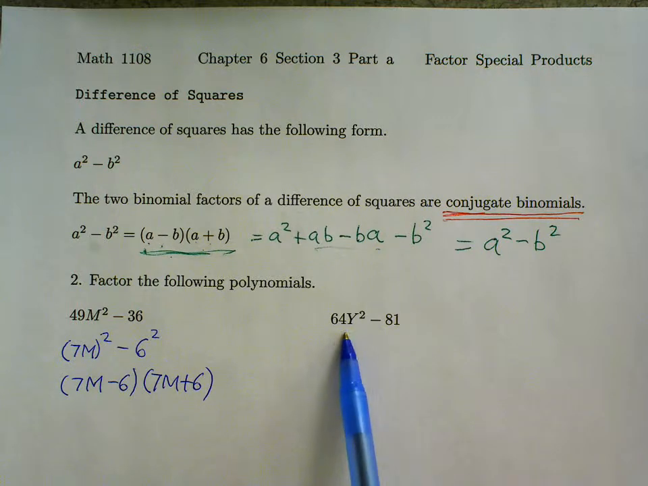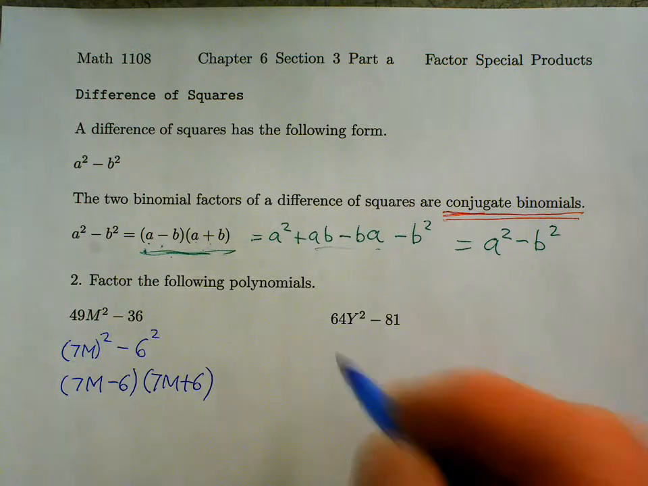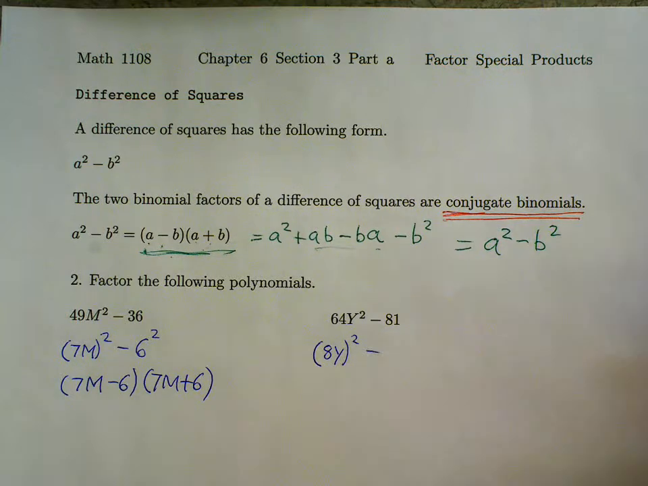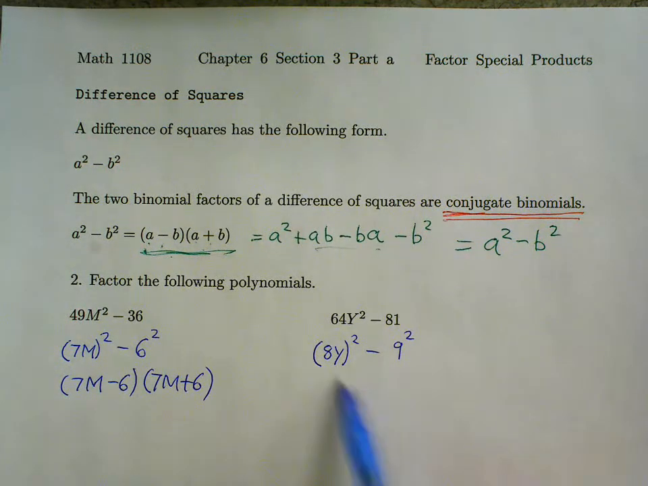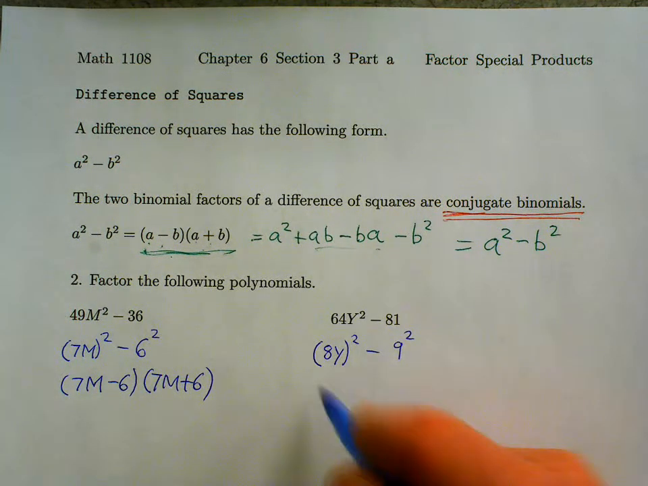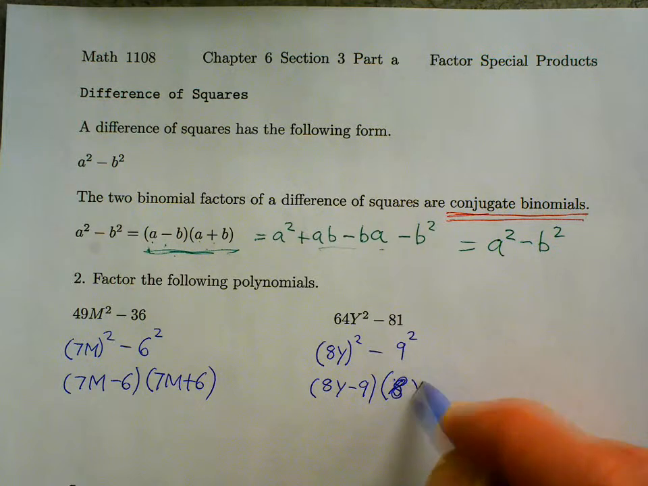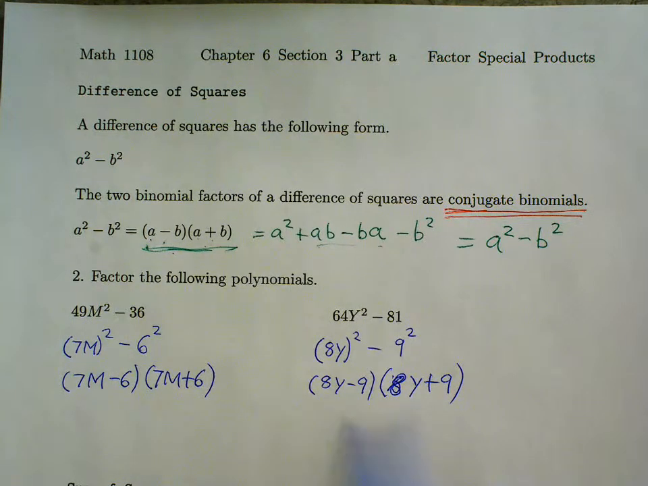64y to the second minus 81. Notice the term on the left is a perfect square. The term on the right is also a perfect square. 64y to the second is equivalent to squaring the term 8y. And 81 is equivalent to 9 squared. So a difference of two squares. One factor is 8y minus 9. The other factor is 8y plus 9. And we're done. That's the factorization.